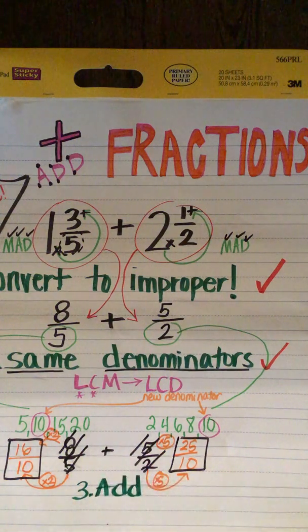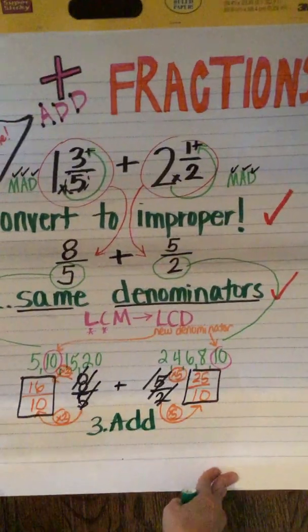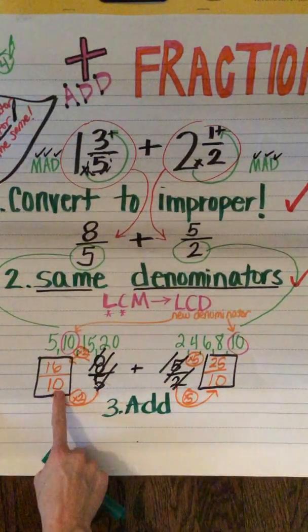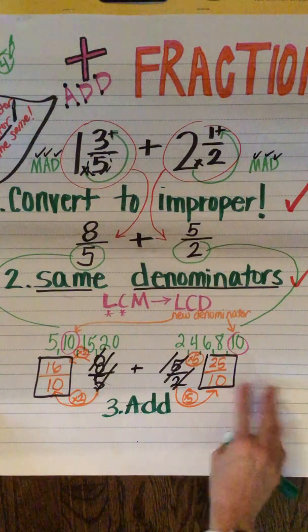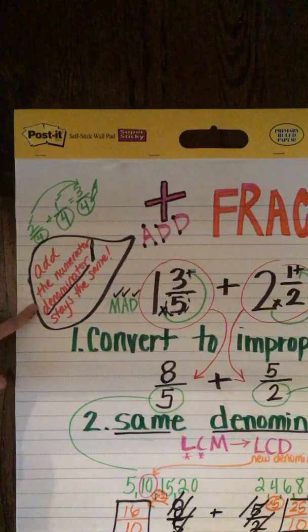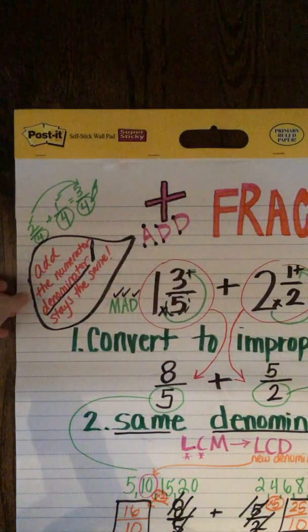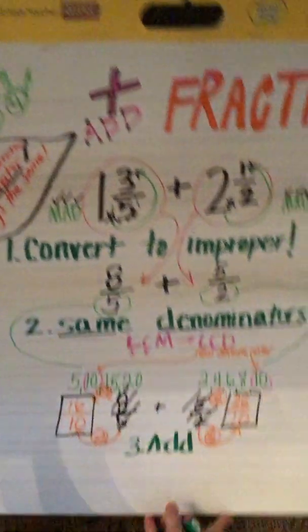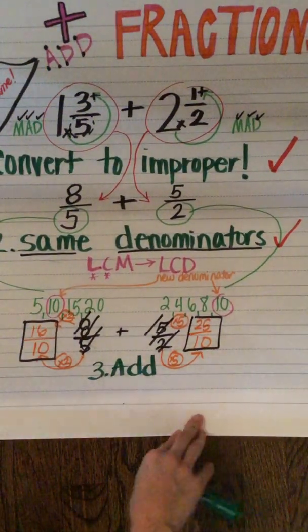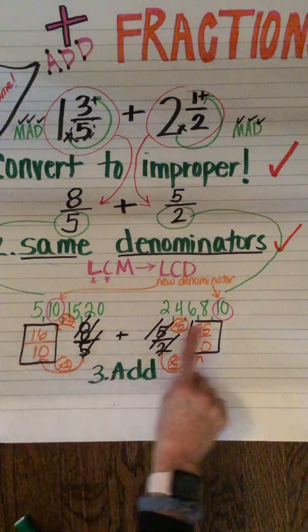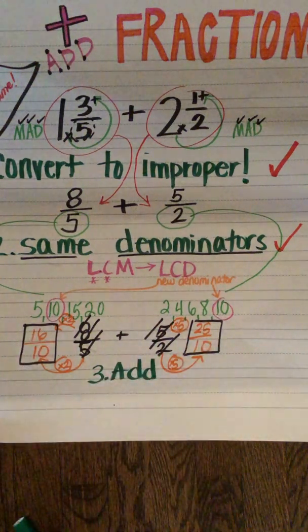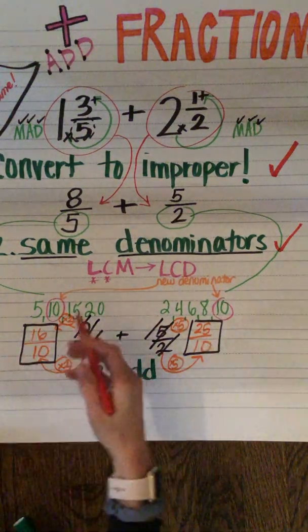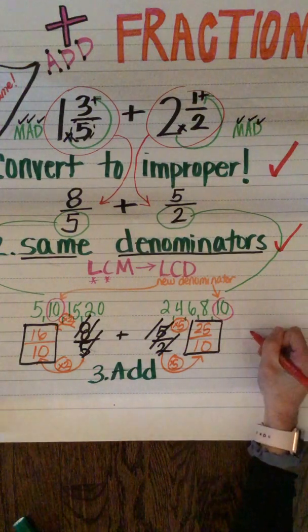Okay, step 3. Now, I'm going to make this step nice and quick. Add. 16/10 plus 25/10. Now I can finally go back to my chant. Add the numerator, denominator stays the same. So look, if I add the numerator, 16 plus 25. And if you need to do that on the side, that's fine.